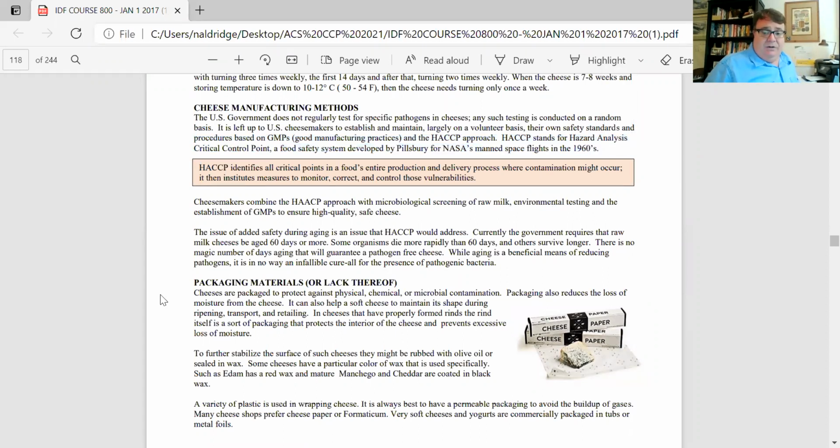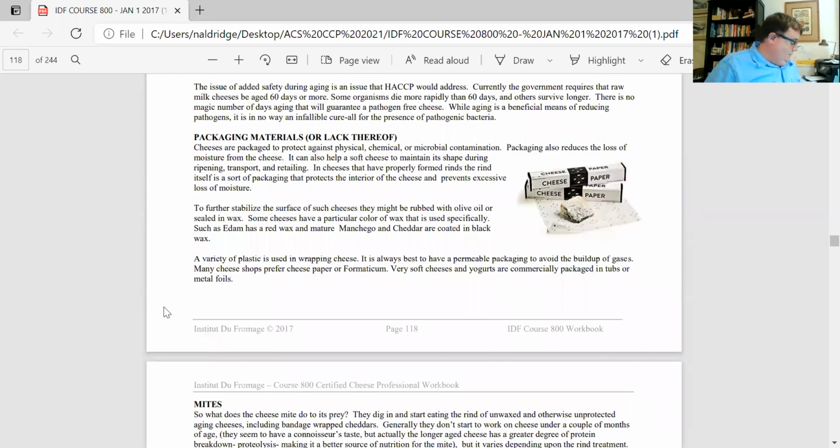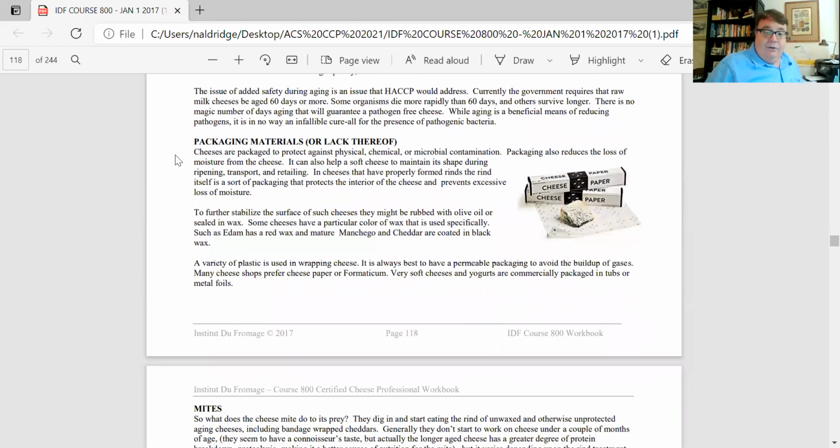All righty, packing materials. You're going to get a lot more information about the packing materials in the cheese making guide. But know that under packing materials, you'll see cheeses are packed to protect against physical, chemical, or microbial contamination. Packaging also reduces the loss of moisture from the cheese. There you go. So that's what to remember there.